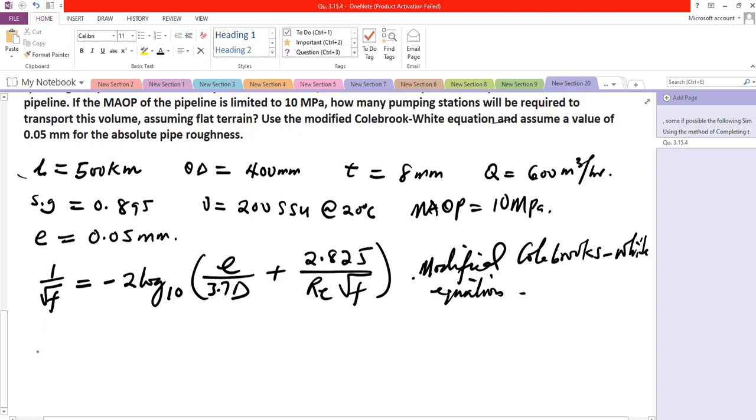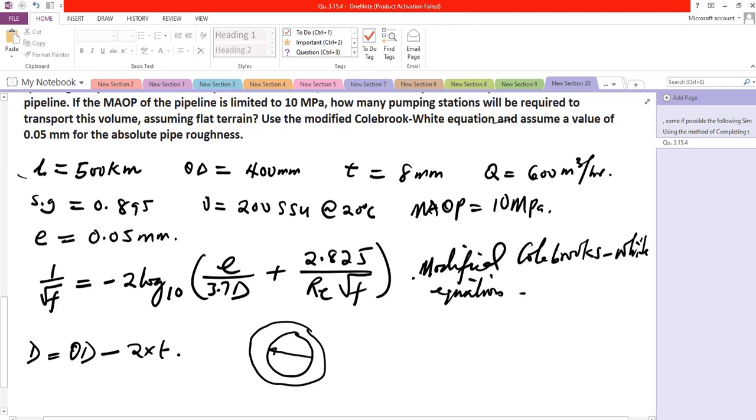Now, from this equation, we need to calculate the internal diameter D. Internal diameter D is equal to the outer diameter minus 2 times the thickness of the pipe. Now, if you have a pipe like this, the internal diameter, which is D, will be equal to the outer diameter minus this thickness and this thickness. So it will be the outer diameter minus 2 of this thickness.